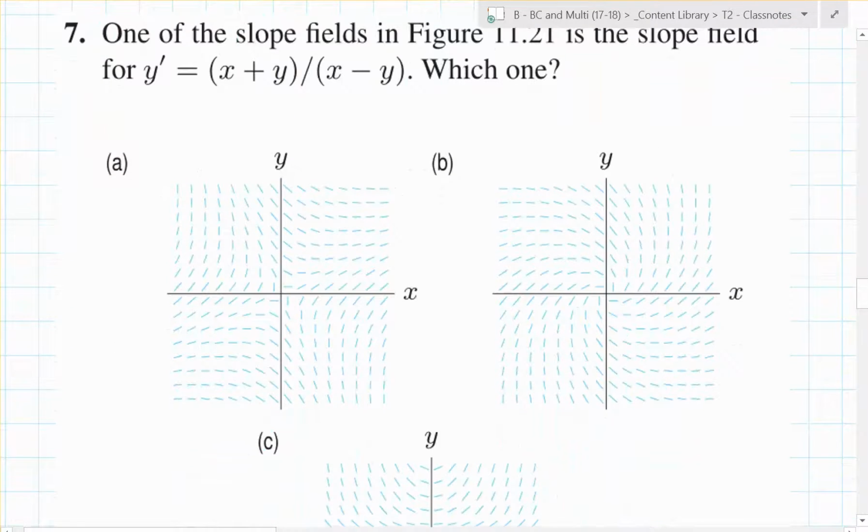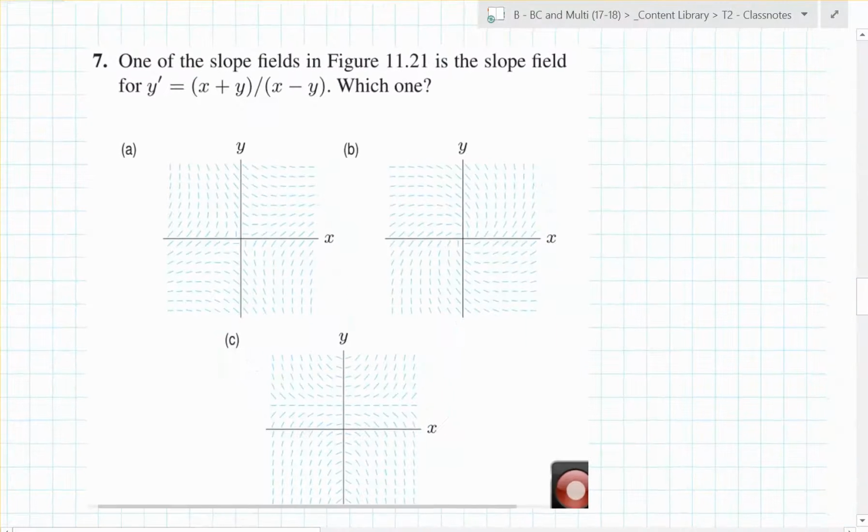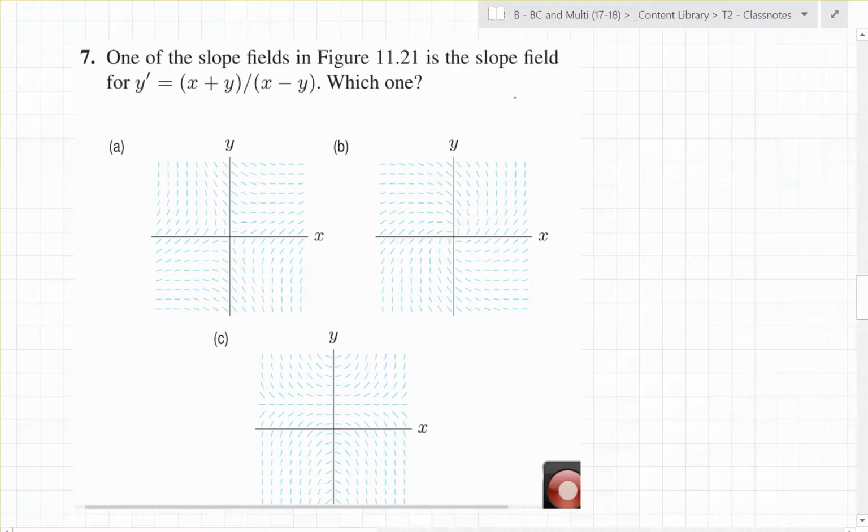Okay, so this is a really common question, and it seems like it's harder than it is. Look at y equals x. What should you see? Vertical tangent lines, right?